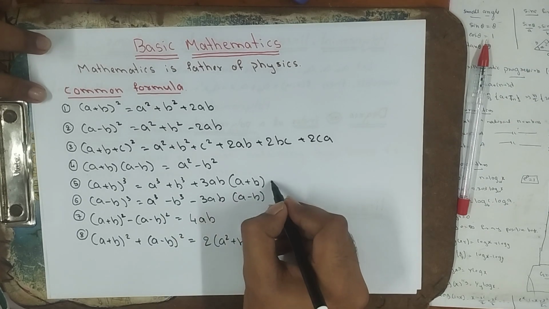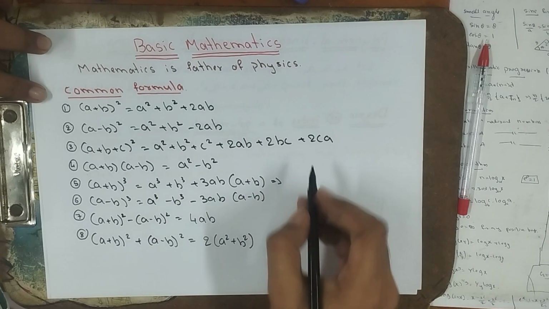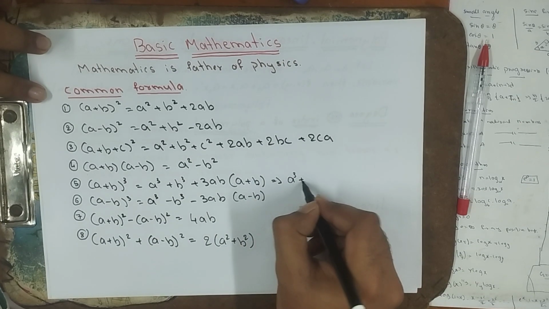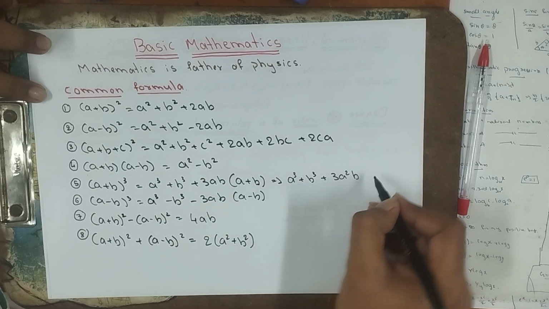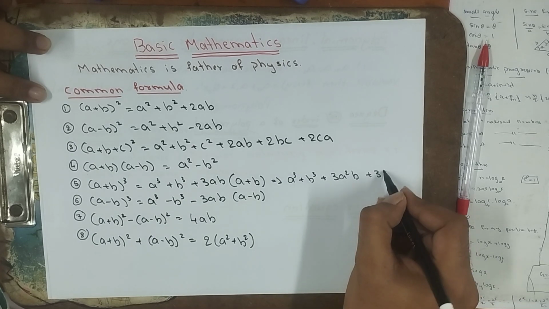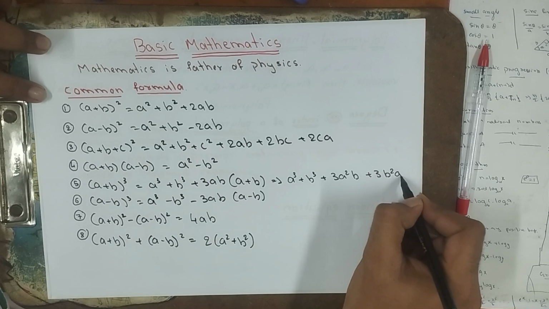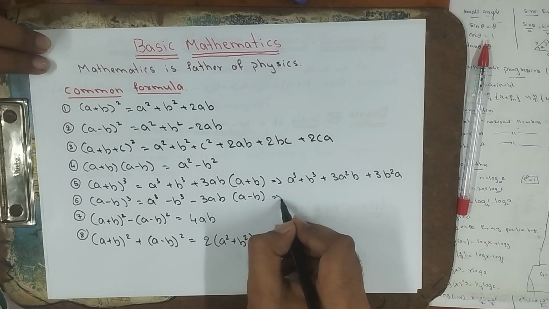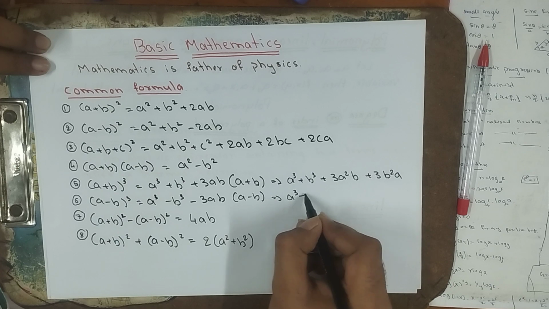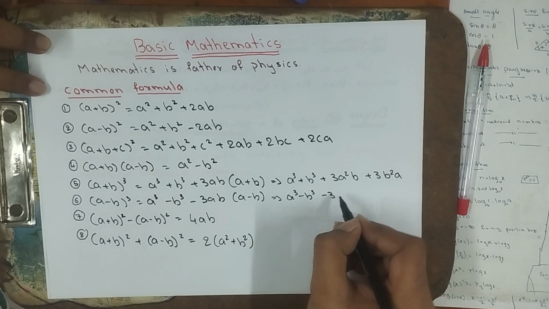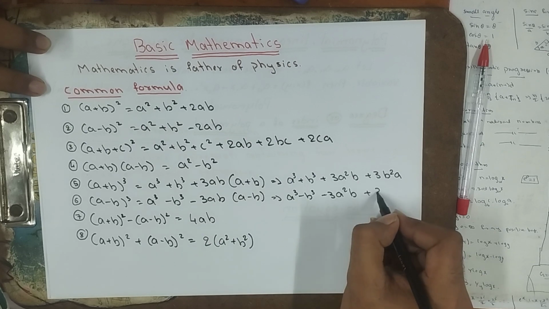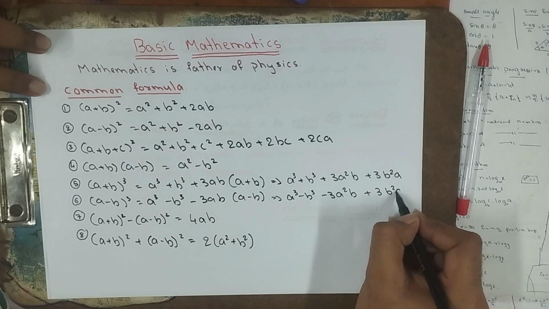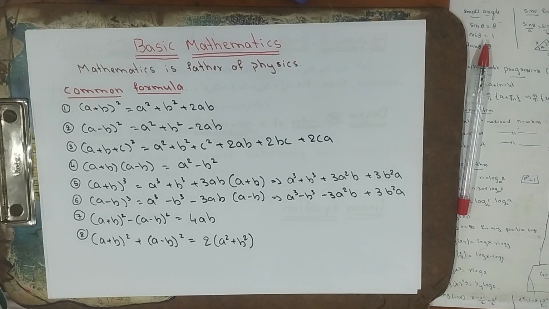Now in some books, this formula is directly given as a cube plus b cube plus 3a square b plus 3b square a. Don't get confused, both are okay, both are the same. For this also you can write a cube minus b cube minus 3a square b plus 3b square a. Very simple thing, nothing is complicated.